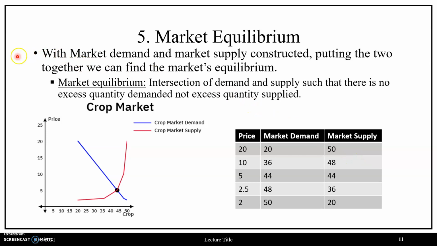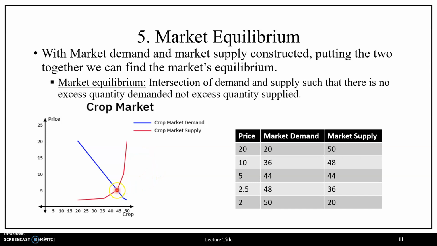So then, with market demand and market supply constructed, we can put the two together and find the market's equilibrium, where recall that market equilibrium is going to be the intersection of demand and supply such that there's no excess quantity demanded nor excess quantity supplied. Here we have our graphical representation for the crop market, where price is on the vertical axis, crop is on the horizontal axis. We have our downward sloping crop market demand curve that we derived, with an inverse relationship between price and quantity, and we have our upward sloping crop market supply curve that's positively sloped given the positive relationship between price and quantity, and this is just the sum of our two marginal cost curves.